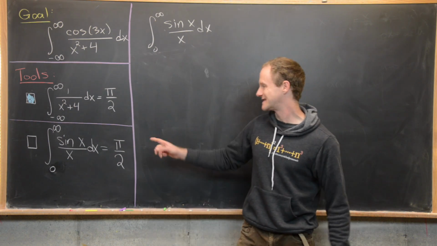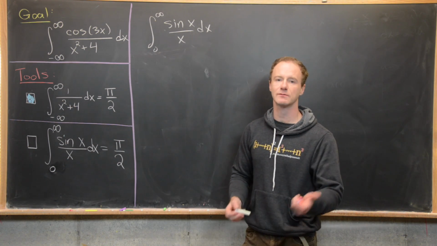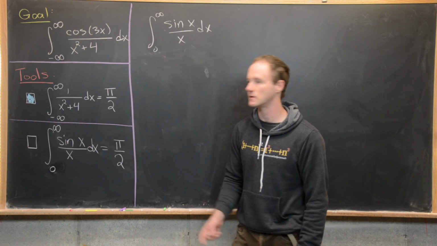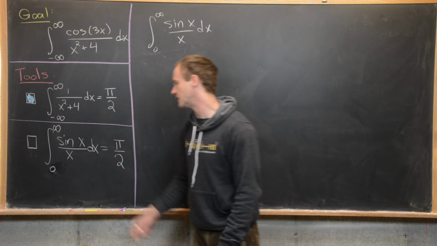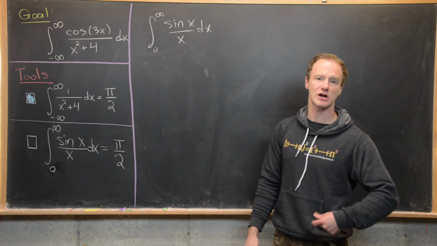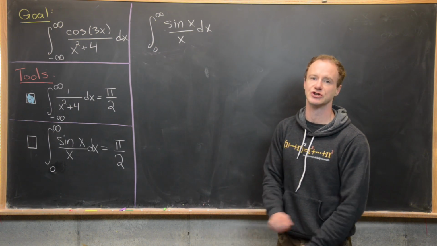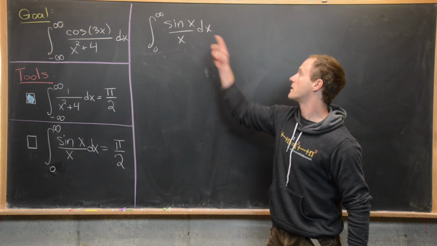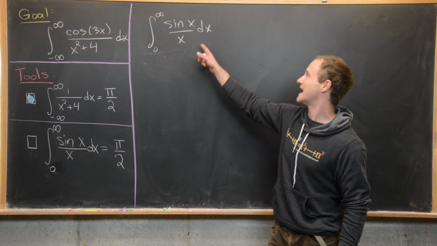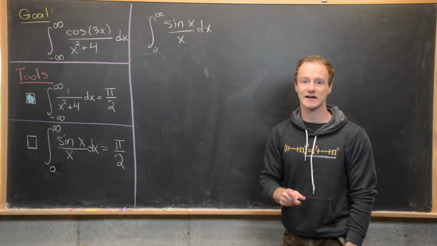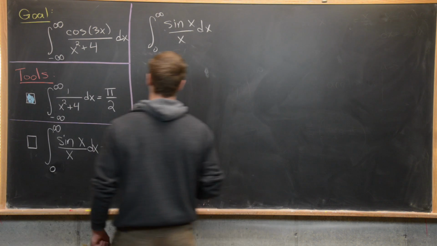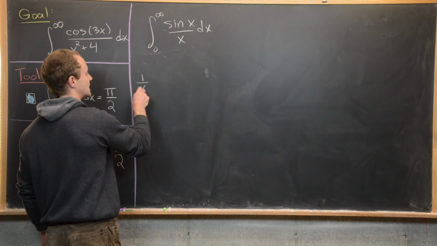Now we're going to move on to establishing our second tool, which is sometimes called the Dirichlet integral. So that's the integral from 0 to infinity of sine x over x dx, and we're going to show that that is equal to pi over 2. Okay, so the first thing that I'm going to do is take this integrand, sine x over x, and take a portion of it and rewrite it in a tricky way.